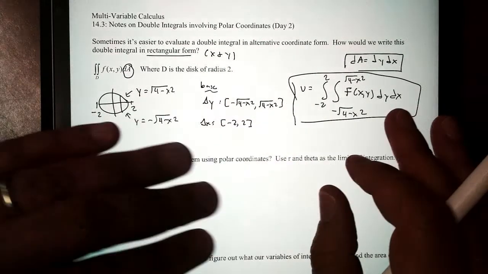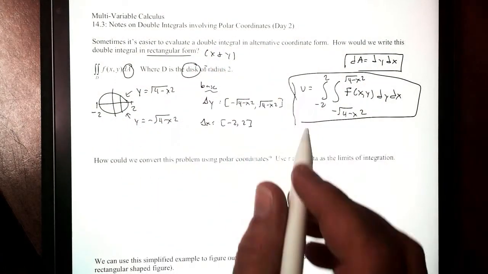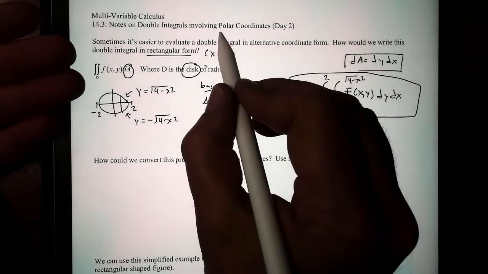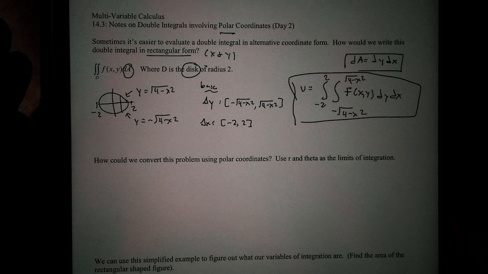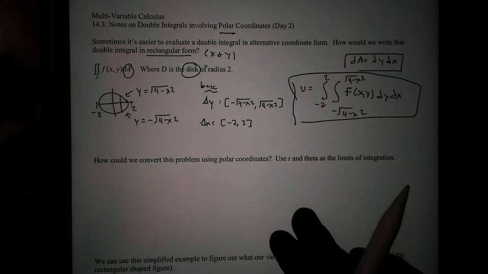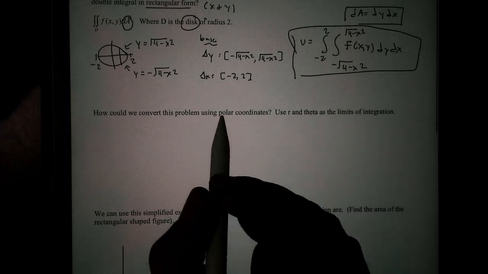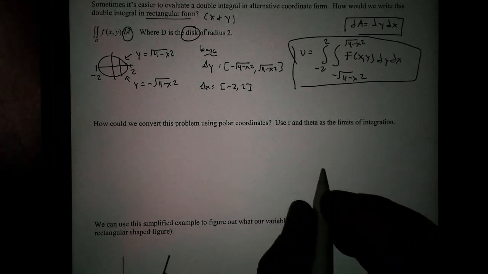But another way we can solve this, because I'm using a disk, a circle, is I can use polar coordinates. Polar coordinates are very nice for us because they allow us to use circles, because polars are based on circles. So how would we convert this using a polar coordinate system? Use r and theta as the limits for integration.